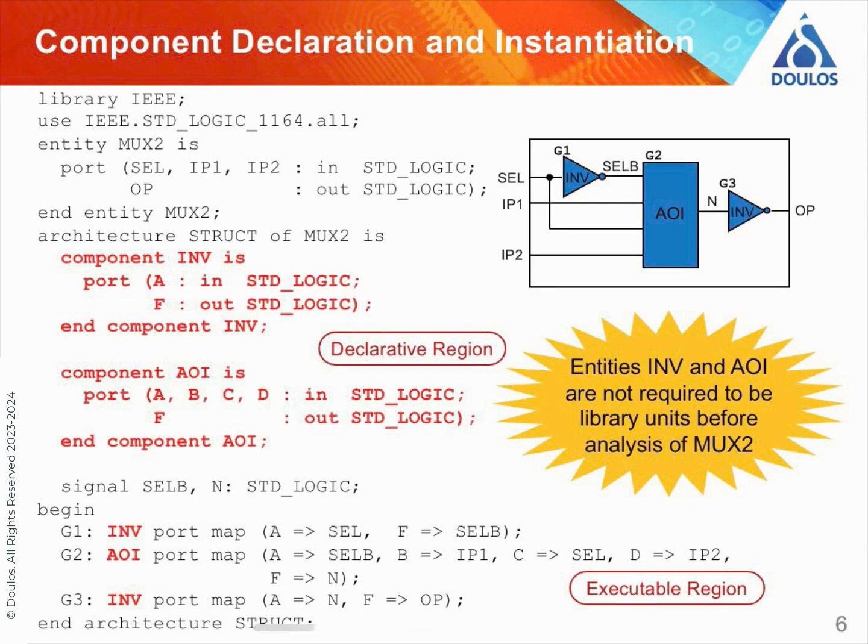A component declaration is enough information for the compiler to be able to compile the file which contains mux2, because it can now type check all of the ports, which leads to this advantage here. Entities inv and AOI are not required to be library units before the analysis of mux2. Analysis is just the VHDL formal term for compilation.